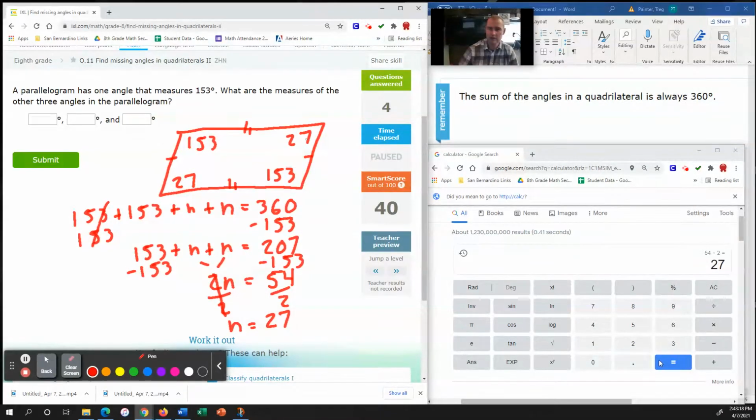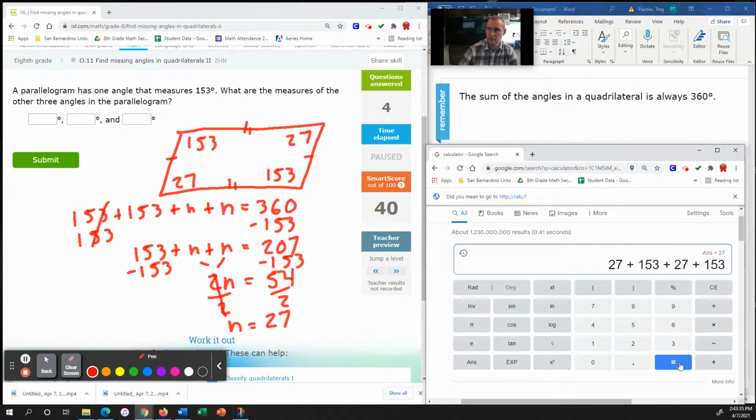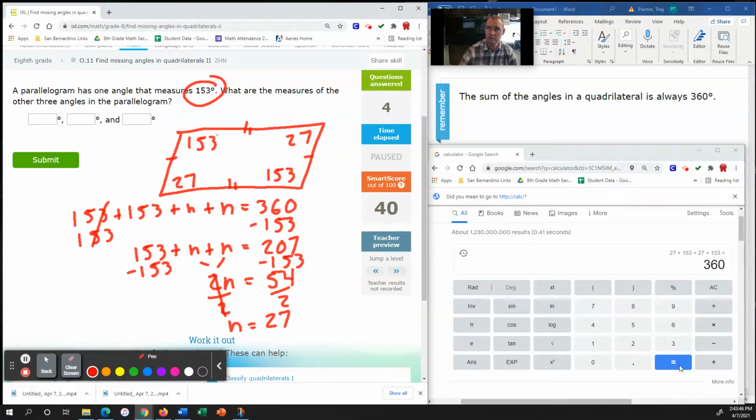Now what I would do is take the calculator, check it, see if it makes sense. Does it add up to 360? So I'm going to take 27 plus 153 plus, got to be careful, right? Got that minus in there. Plus another 27 plus 153. Beautiful. We got it again. 360 degrees.